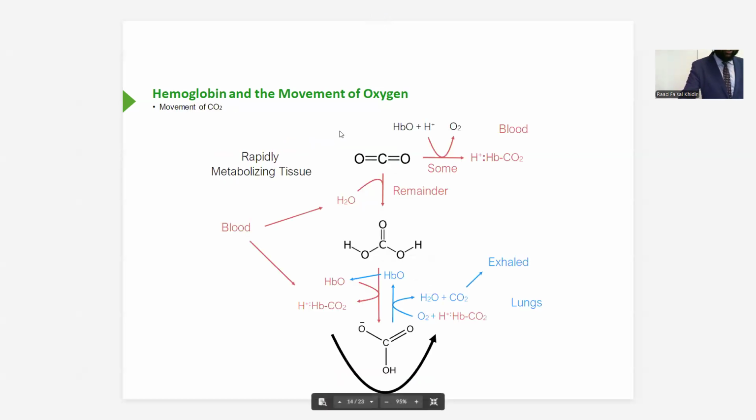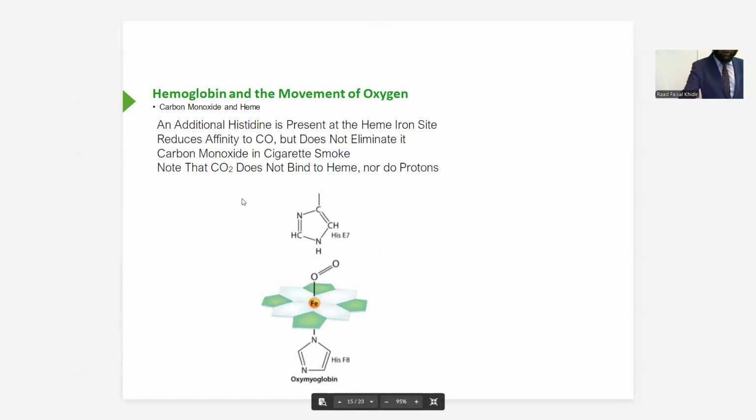Okay, all right, you don't need to know that. This is not even on the exam, but it may help you answer something. An additional histidine is present at the heme iron site. It reduces the affinity for carbon monoxide, but it does not eliminate it. There's carbon monoxide in cigarette smoke, and carbon dioxide does not bind to heme, nor do protons.